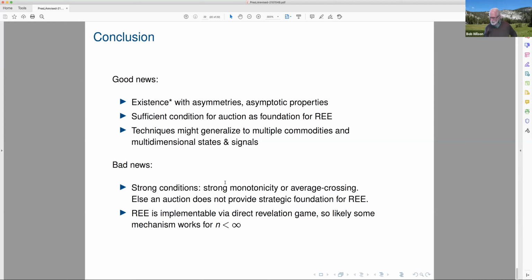The bad news here is the strong condition. It's one thing to discover these classes of even ordinary auctions, not even double auctions like in Akerlof, but just ordinary auctions that don't satisfy strong monotonicity or average crossing, because that won't suffice. We point out in the last point that because of that strong law of large numbers effect, the rational expectations outcome in the limit is implementable as a direct revelation game. So you might think that tells you that some mechanism will work for a finite economy to get an implementation by some mechanism.